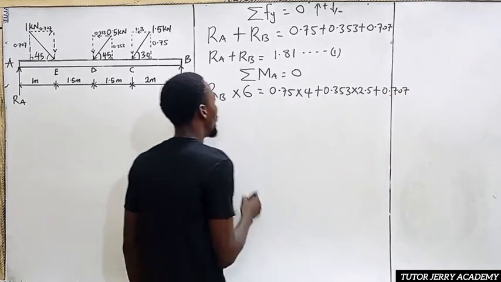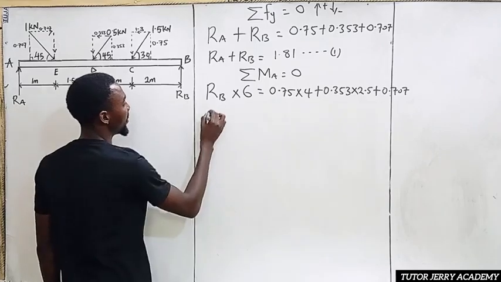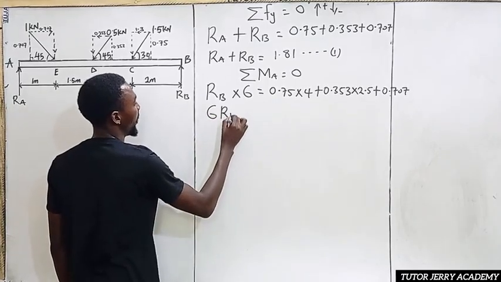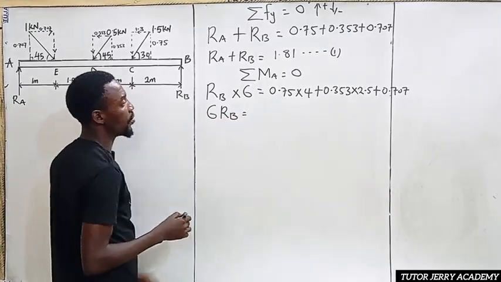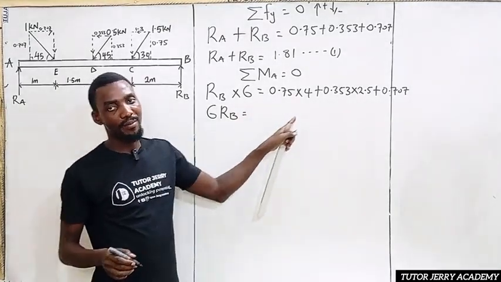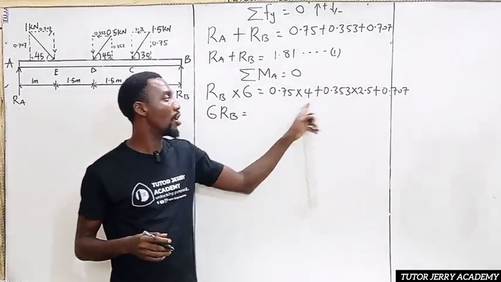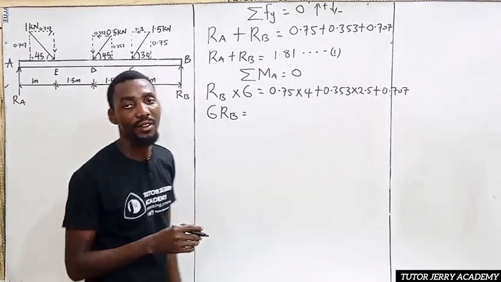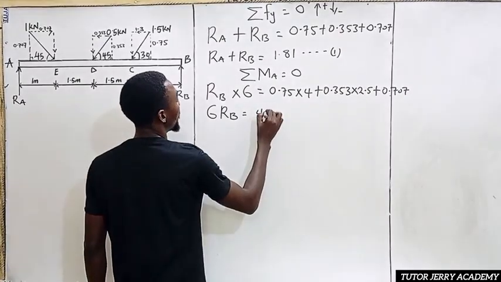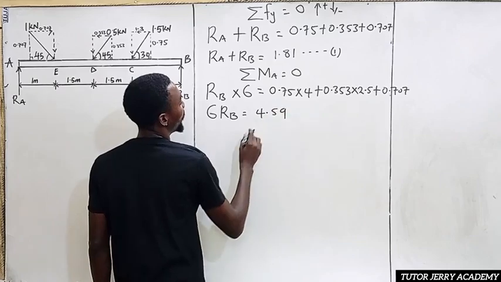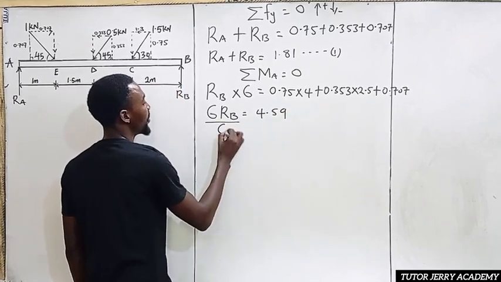0.707. All right, so this is going to give us what? 6 RB, which will be equal to 0.75 multiplied by 4 plus 0.3. If you sum all of this together, you are going to have 4.59. So that's what we are going to have. So we are going to divide both sides by 6.